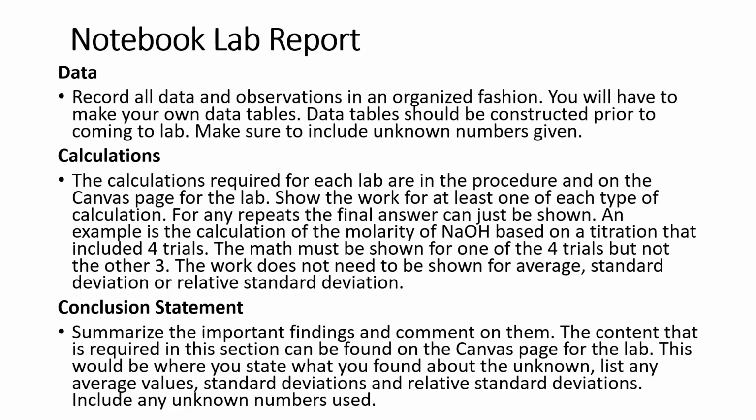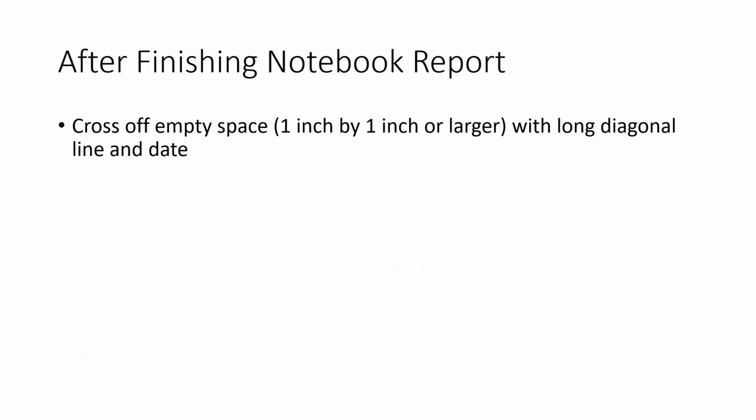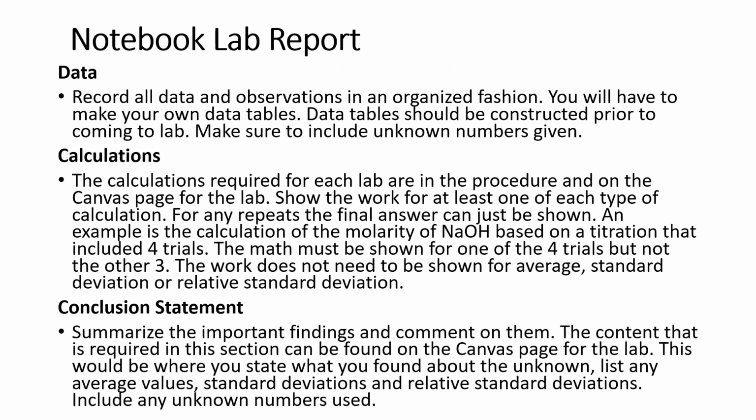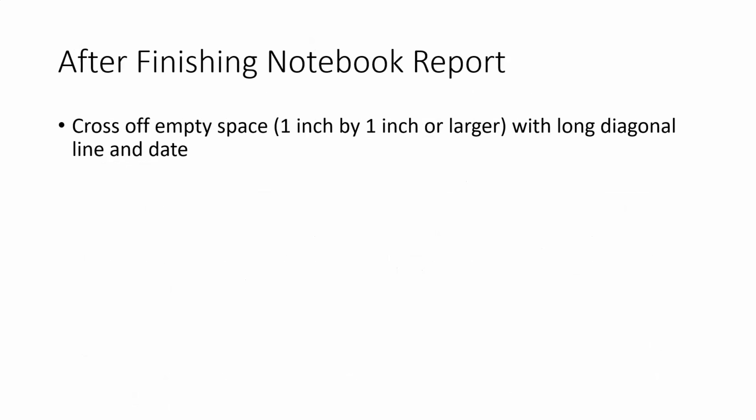Okay. So after you finish all those sections in the notebook report where each of those bolded things are sections, headings, okay, that's when you're going to cross off any empty space. So you wait until you get everything done. And then once you're finished with the whole lab, look for any empty gaps that are 1 inch by 1 inch. Draw a diagonal line and date it.